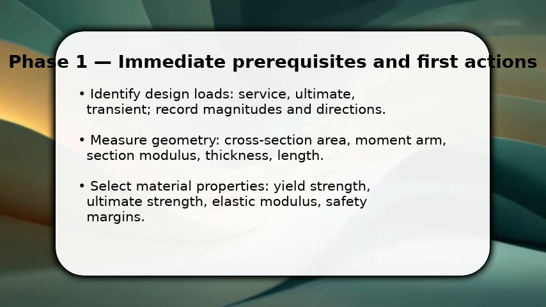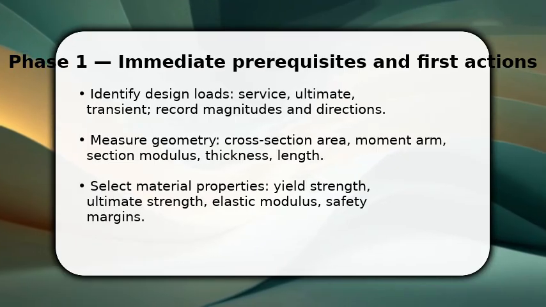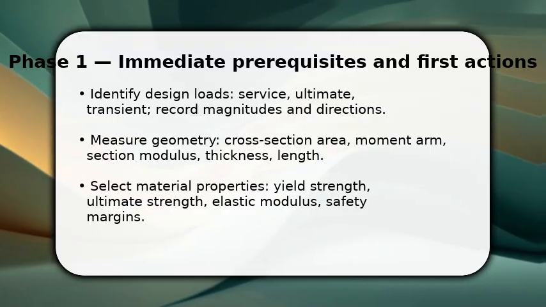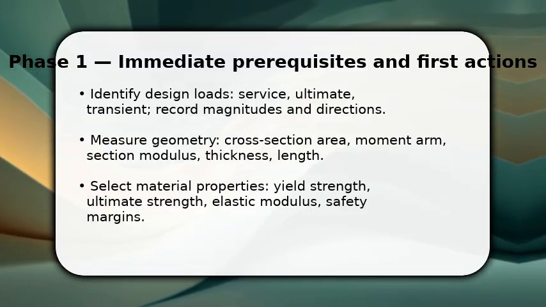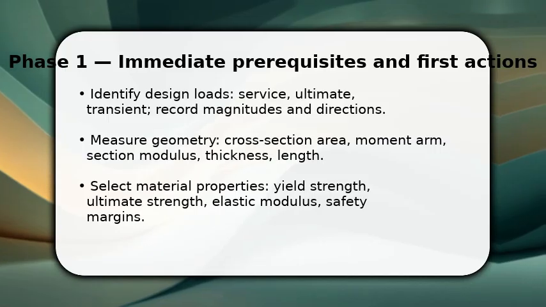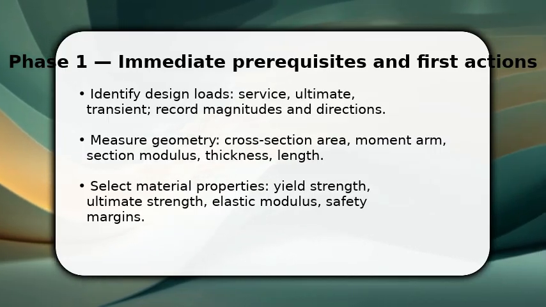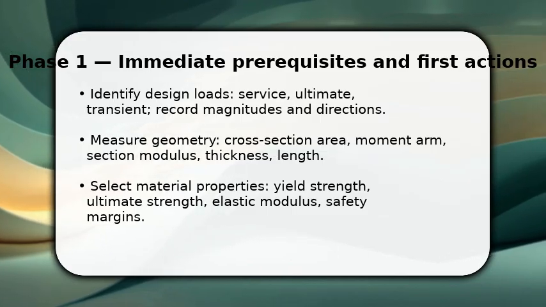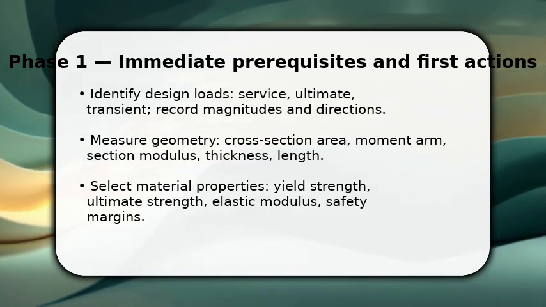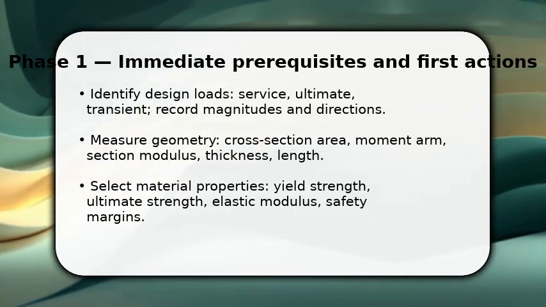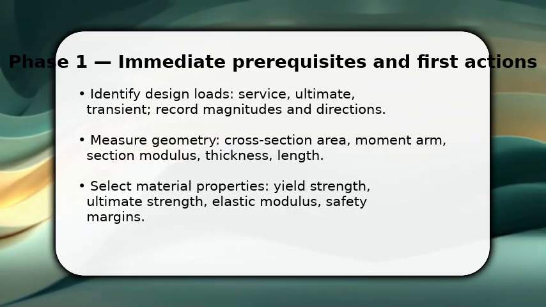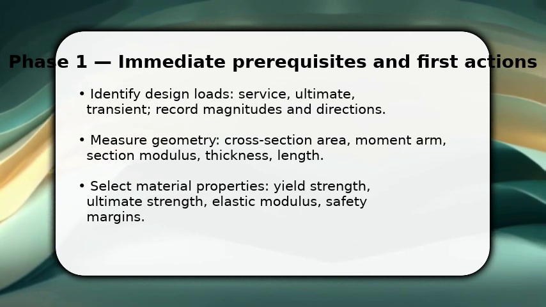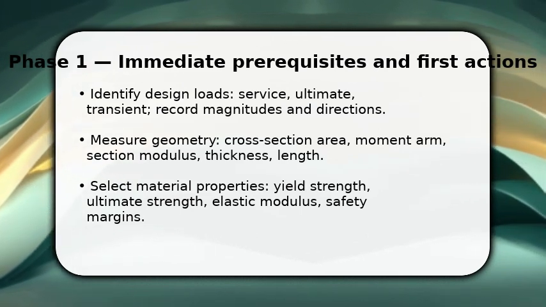You start by collecting the measurable inputs you need: loads, geometry, and material strength. First, list service and ultimate loads with directions and magnitudes so you can treat worst-case scenarios. Next, measure cross-sections, lengths, and any moment arms precisely. These feed into stress formulas. Then, choose appropriate material values, yield versus ultimate strength, and note factors like corrosion or temperature that reduce capacity. Once done, you'll be ready to compute stresses and compare them to capacity.